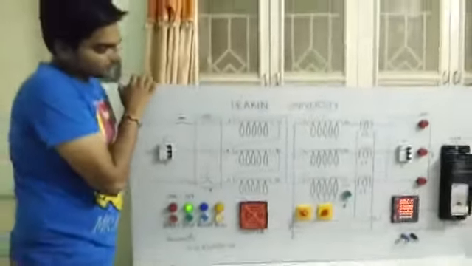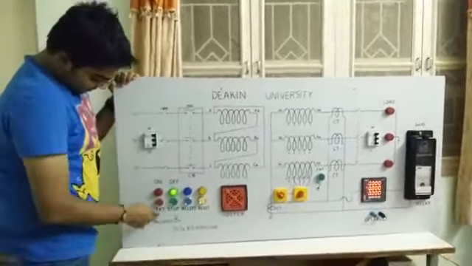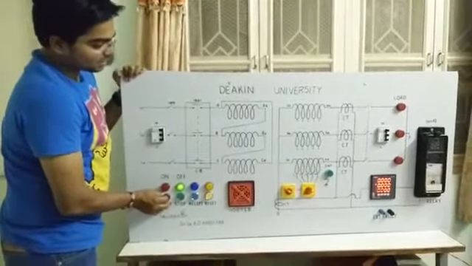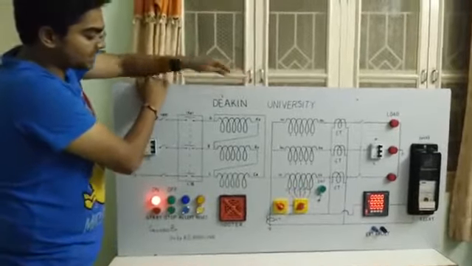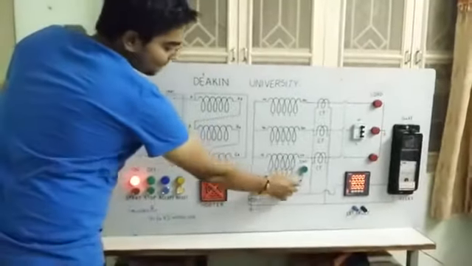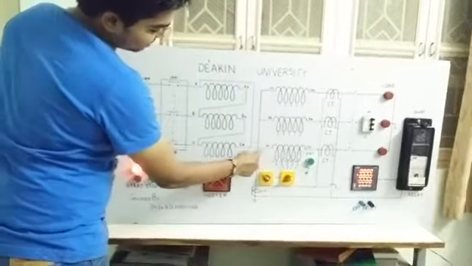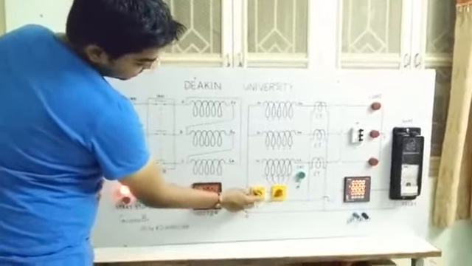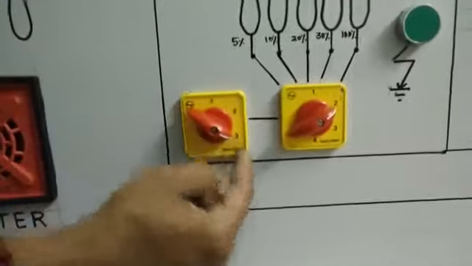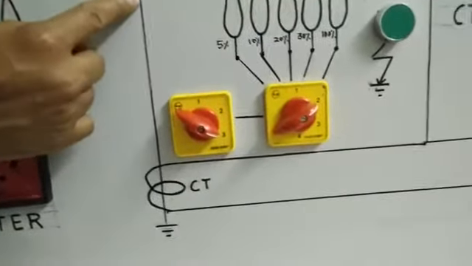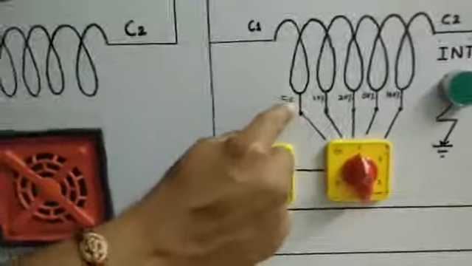So let's begin the project. First of all, I will run this project. So with this virtual fault generation, this is the phase. At the moment the third phase is selected, which is through this phase selector switch. We can see it is at the third phase, and the tapping is at 5%, I have selected.